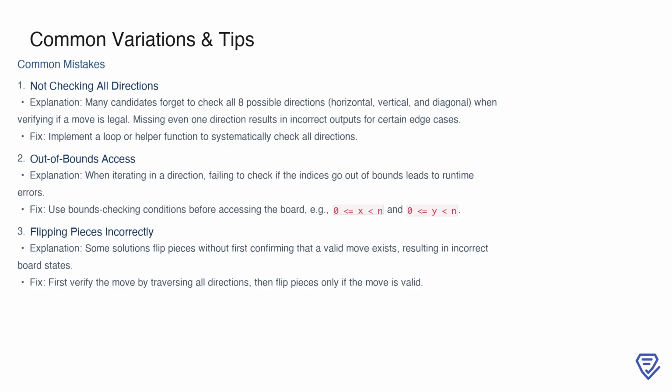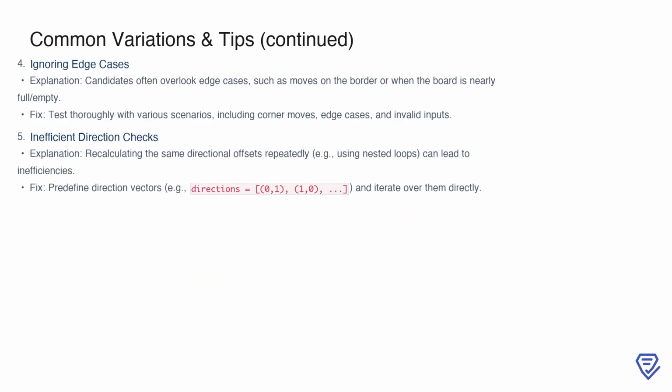Lastly, flipping pieces incorrectly is another pitfall. Some solutions attempt to flip pieces without first confirming that the move is valid, leading to inaccurate board states. The right approach is to validate the move by traversing all directions and only flip pieces if the move passes the checks. Another common challenge is overlooking edge cases.